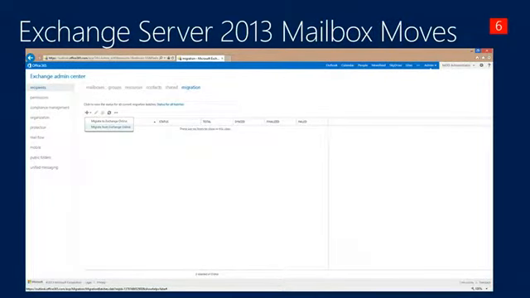Pardon me? Do we support suspended mailbox moves? Yes. And we also support moves of mailboxes that are on hold as well.